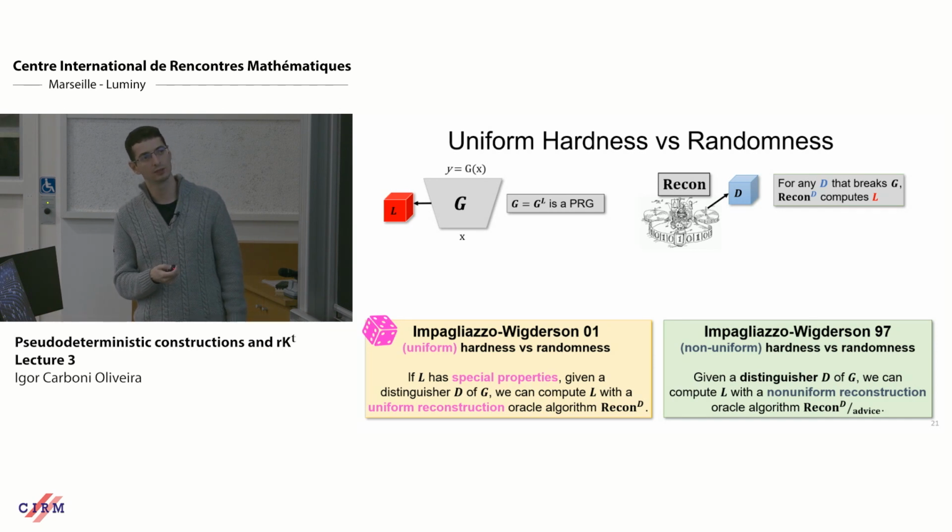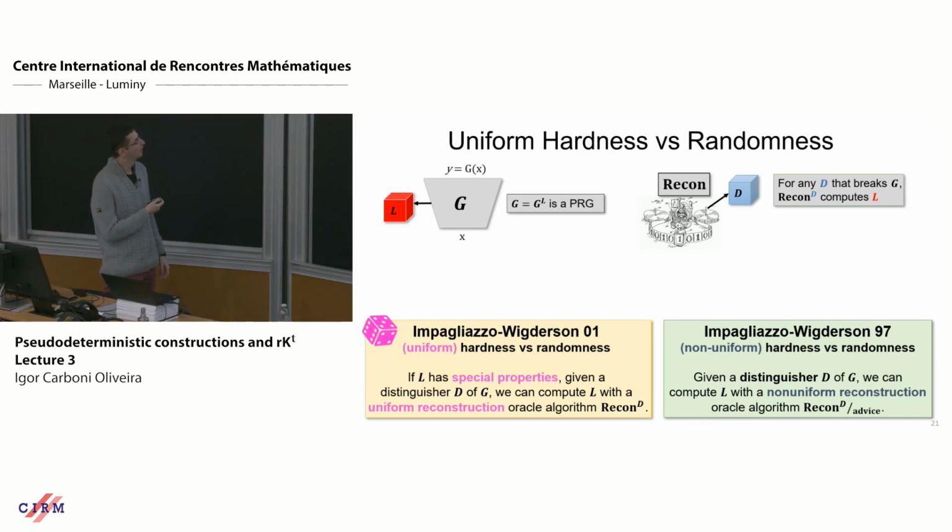But it has a restriction. In this theorem, you could start with any hard language, and you get pseudo-randomness. Now, in this case, where we are in the uniform world, to establish this connection, you need the language to have some additional special properties. These properties won't be important in our discussion, but this connection won't work for every language. So if this language is special, then given any distinguisher for the generator, we can compute the language using the reconstruction, and this provides a uniform reconstruction.